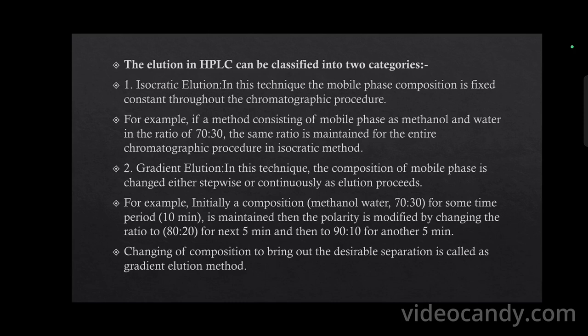In the gradient method, the composition of mobile phase is changed either stepwise or continuously as elution proceeds. For example, initially a composition of methanol and water 70:30 is maintained for some time period, let's say 10 minutes. Then the polarity is modified by changing the ratio to 80:20 for the next 5 minutes and then to 90:10 for another 5 minutes. Changing the composition to bring out the desirable separation is called the gradient elution method.